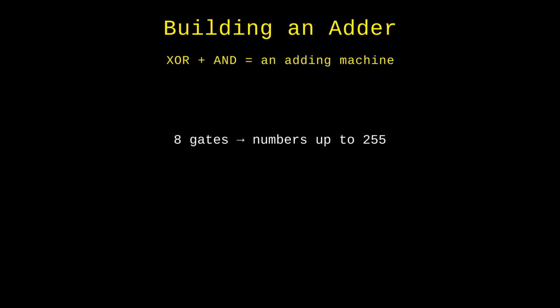Now link 8 of these together and you can add numbers up to 255. Link 32 together and you can add numbers up to 4 billion. That's how the math unit in your CPU works. All of it, addition, subtraction, multiplication, comparison, built from tiny combinations of AND, OR, and NOT gates. Rules about on and off.